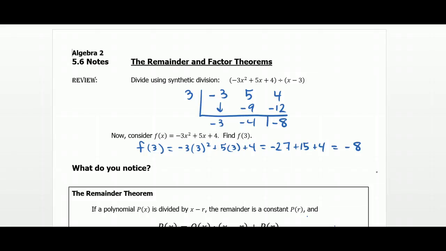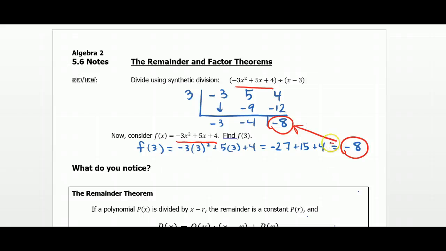Okay, and so if you do your evaluation on this function for f of 3, you should get an output of negative 8. Now, it may seem odd that I had you do a synthetic division problem and then a function notation problem here, but you'll notice there's something a little bit neat about the answers. The answer that you get for f of 3 hopefully matches the remainder you get when dividing that same exact polynomial, negative 3x squared plus 5x plus 4, by the quantity x minus 3, which means we also have to use a positive 3 for our synthetic division.